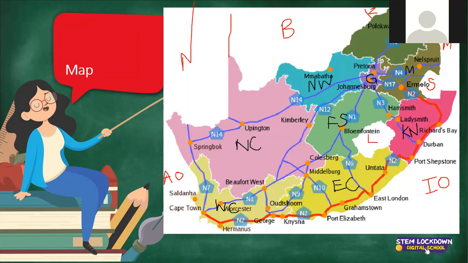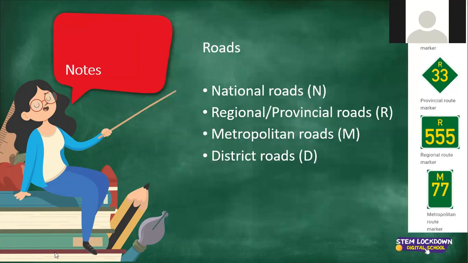Let's proceed. Now obviously we're looking at roads and railway. The focus will be on roads rather than railway. For roads, a road is indicated by a letter and a number, for example, N1. N1 is a national road, that's what the N stands for. And the regional or provincial roads, you see them with an R, like R33 or R555. R33 will be your provincial road.